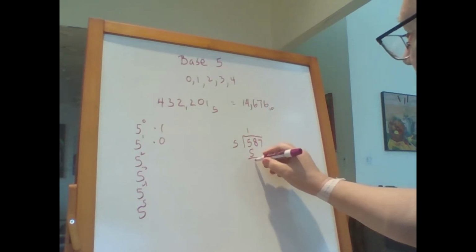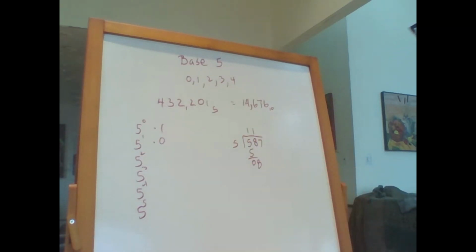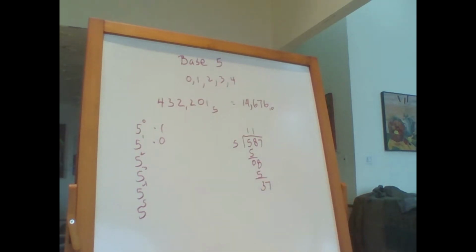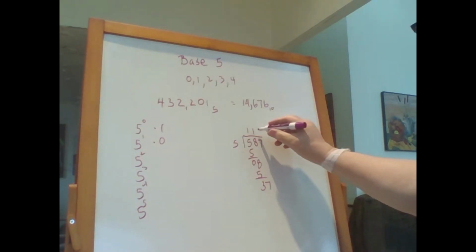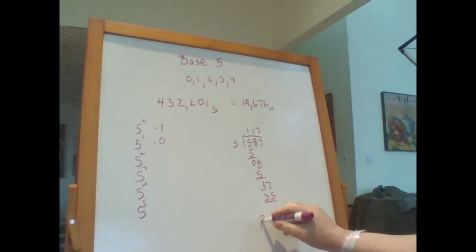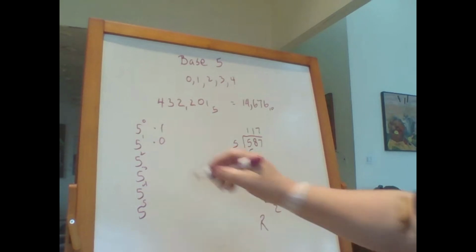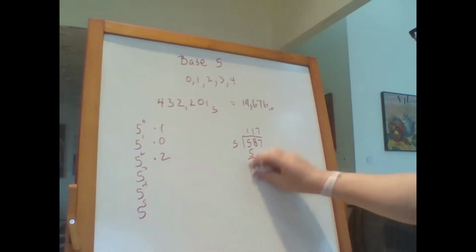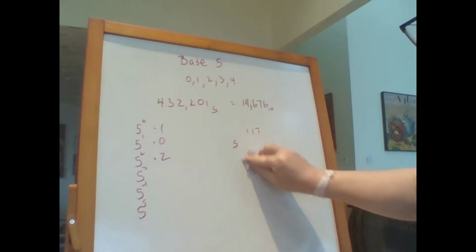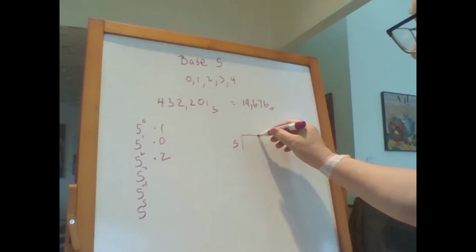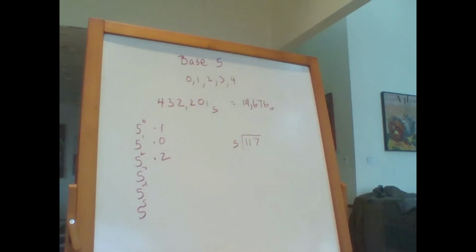That's 1, 0, 8. That's 1. 5. That's 3, 7. And so that's 7, 35, and the remainder is 2. So 2 gets multiplied there. And then we take our quotient again, 117, and we divide that by 5.